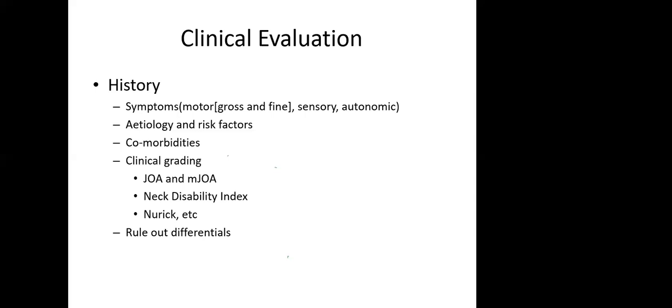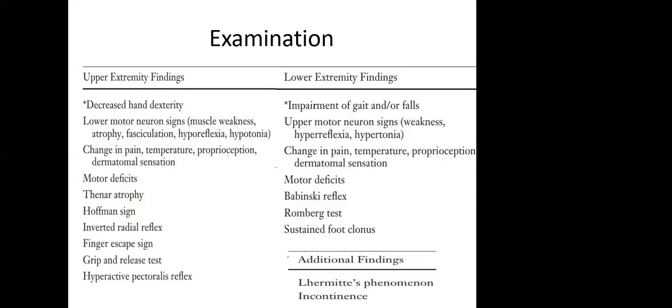Then in history taking, we also make effort to look at how this has impaired the patient's daily activity, and some scoring systems have been made available. The Japanese Orthopedic Association score, which has a modified version, the neck disability index, the Nurick grade, and then further histories aimed at ruling out the differentials that have been discussed.